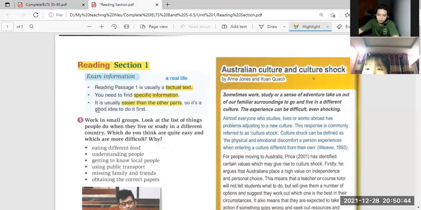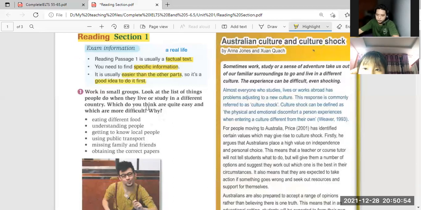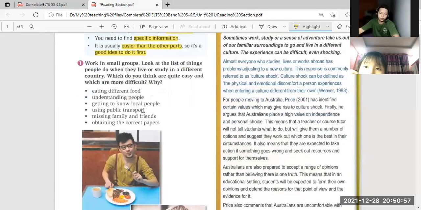So it's a good idea to do it first. Okay, Tui, when you find reading section 1, it is usually easier than the other parts, so it's a good idea to do it first. Now, work in small groups, but because you're the only one here tonight, look at the list of things people do when they live or study in a different country. Which do you think are quite easy and which are more difficult? And can you tell why?